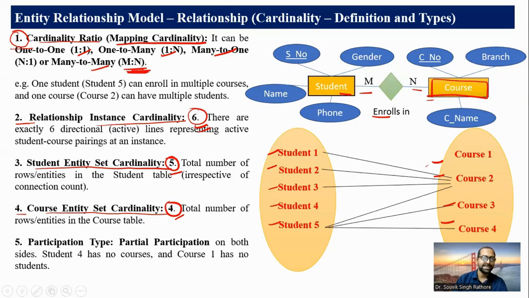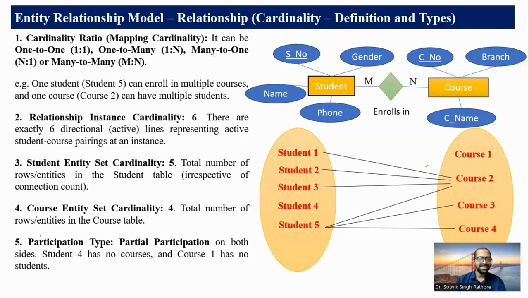So these 3 things, that is point number 1, point number 2 and points number 3 and 4 combined, are 3 different things. The cardinality ratio tells us how entities can be associated with one another. The relationship instance cardinality tells us how many actual relationships exist. And entity set cardinality tells us how many entities exist.